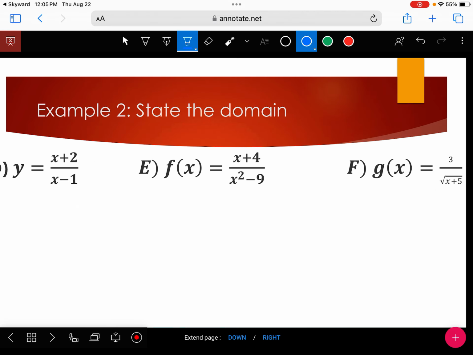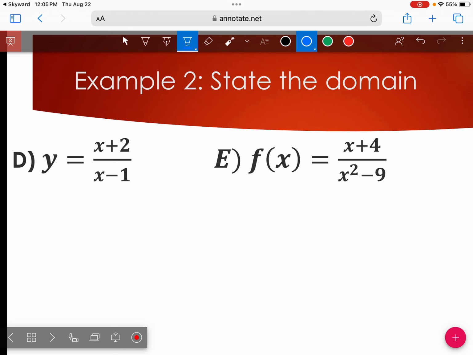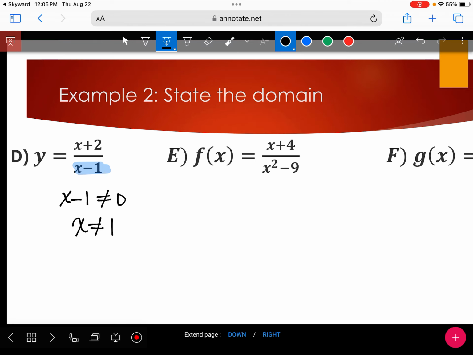All right, so let's look at that first one. Let's look at D. Do we have a red light? Yes or no? Yes. So this red light is a variable in our denominator. So when you see a variable in your denominator, this cannot equal 0 because you cannot divide by 0. So x minus 1 cannot equal 0. And if x minus 1 cannot equal 0, that means that x cannot equal 1.